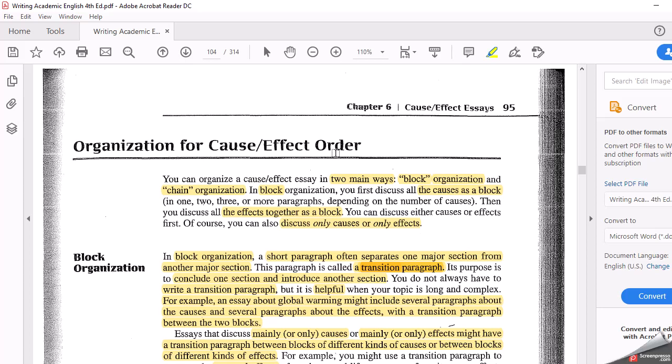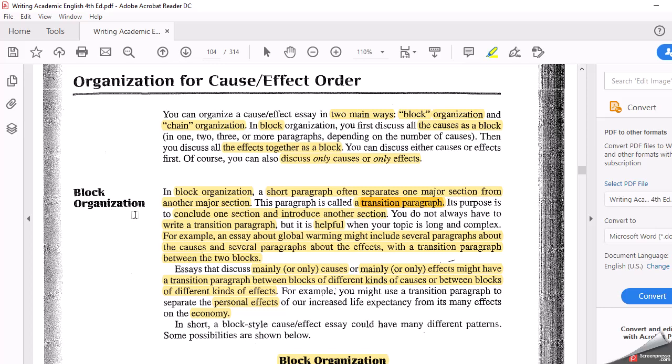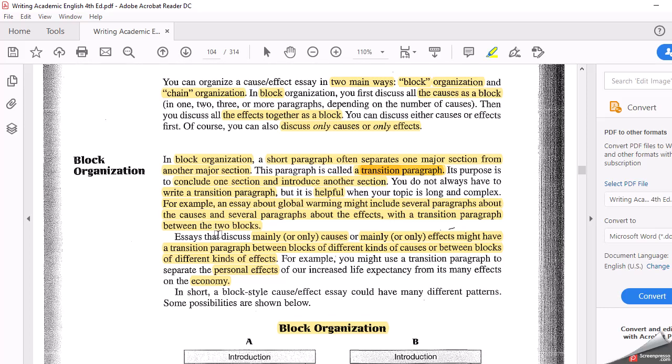So we have blocks, which is the block organization. Block number one, block number two, and block number three, and each block should be devoted to one cause or one effect. We discuss all the causes first, then all the effects. Of course, we may also reverse this: we discuss the effects first, then the causes second. And you can choose to discuss only the causes, or only the effects. Let's talk more about block organization and take an example.